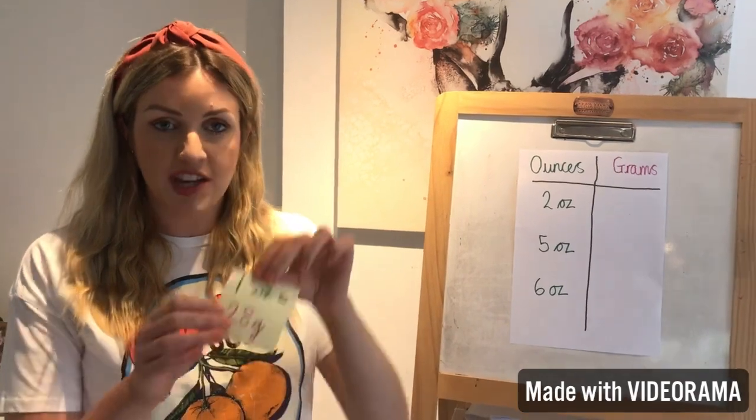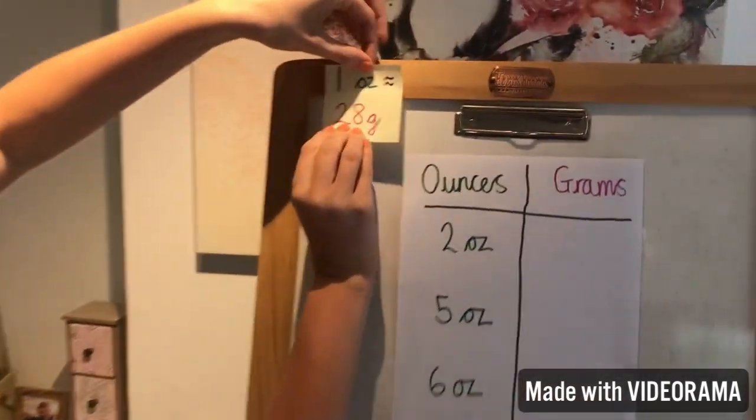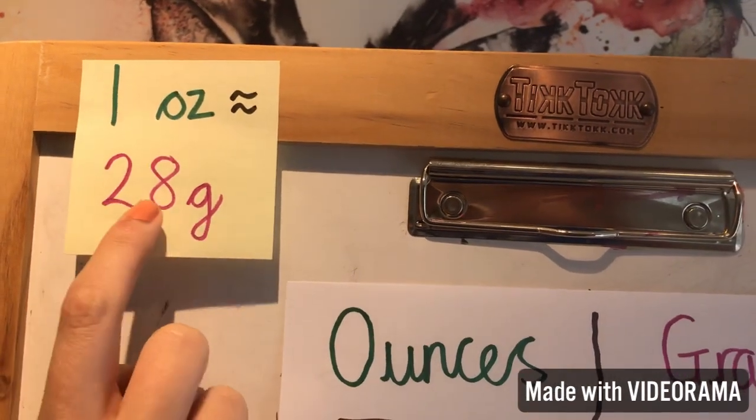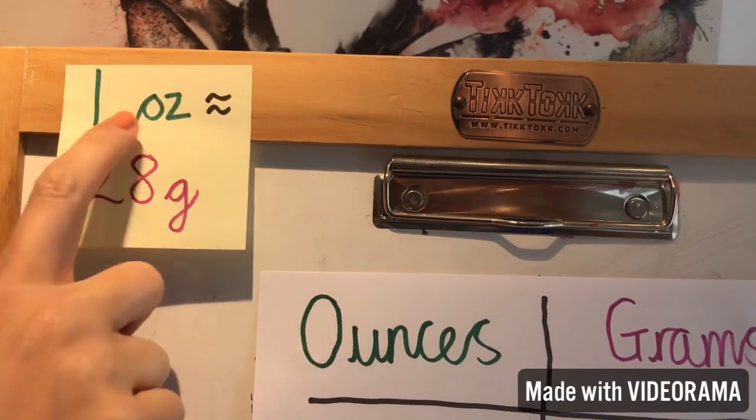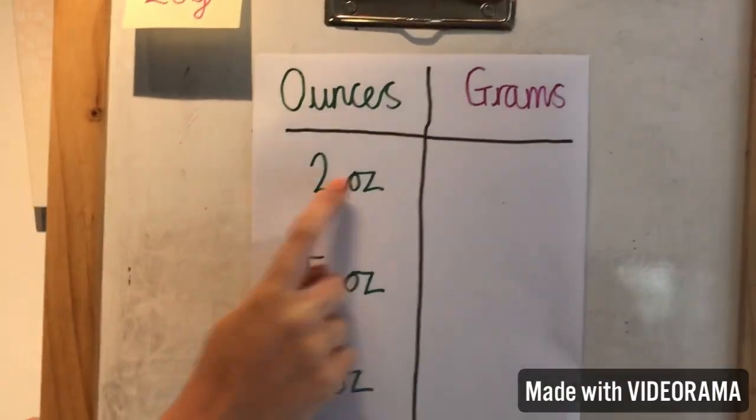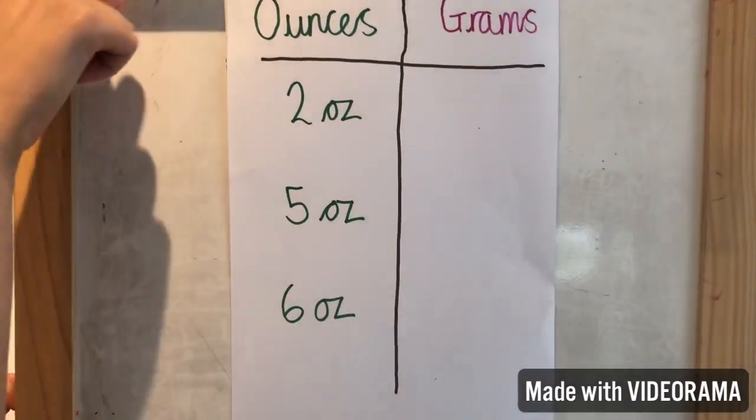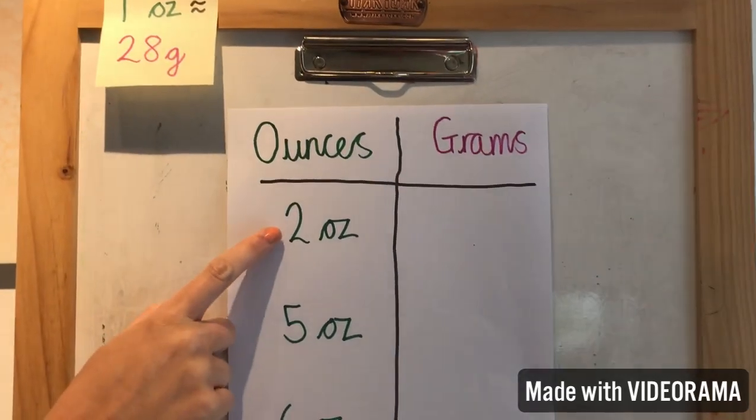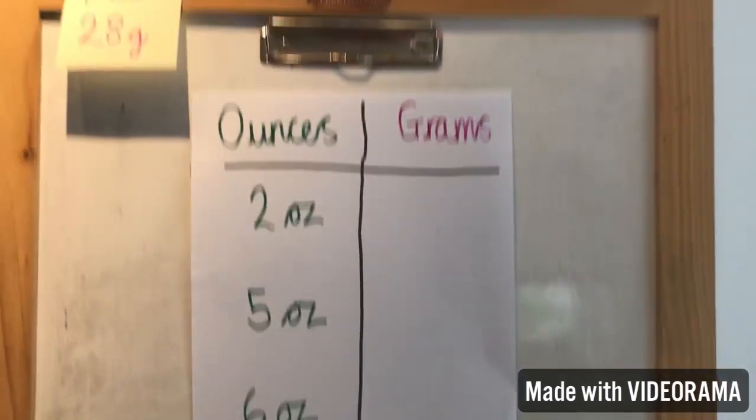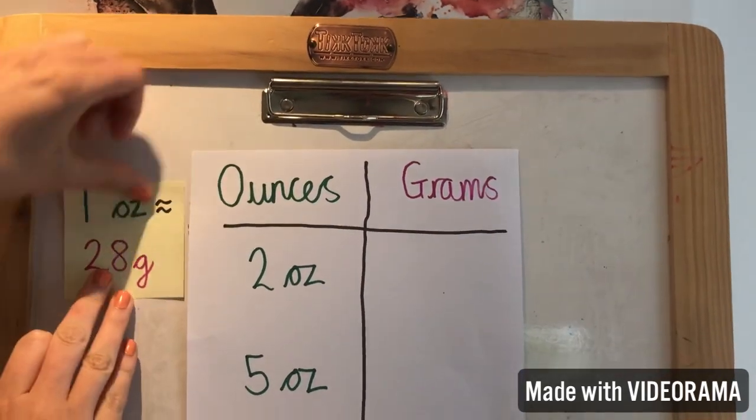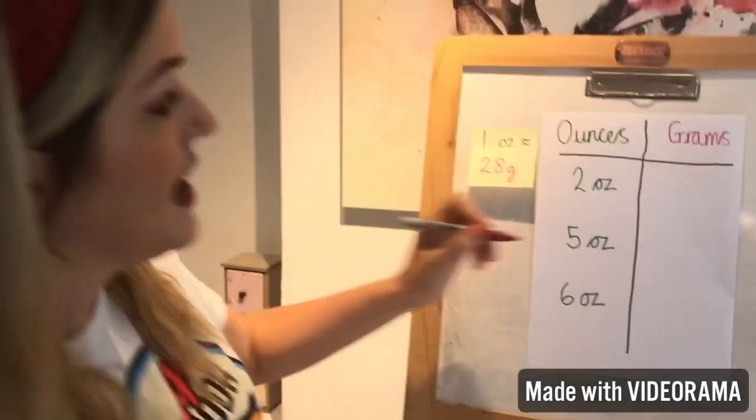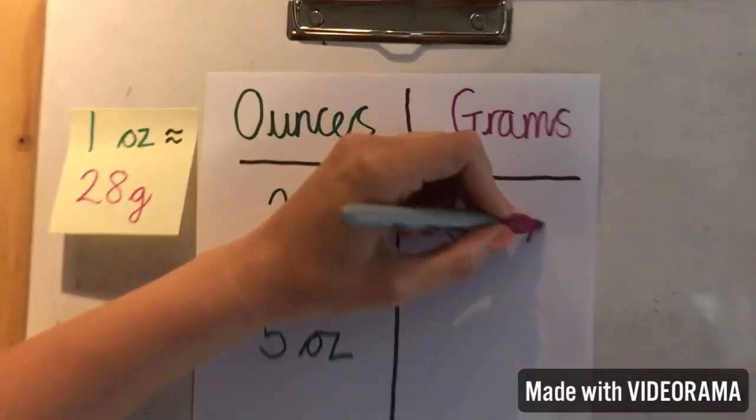Okay, so our next conversion fact is that 1 ounce is approximately the same as 28 grams. So 1 ounce is 28 grams. If we know that, we can work out these conversions. If we know what 1 ounce is in grams, we can work out 2 ounces, 5 ounces, 6 ounces. So 2 ounces is going to be double 28. And double 28 is 56 grams.